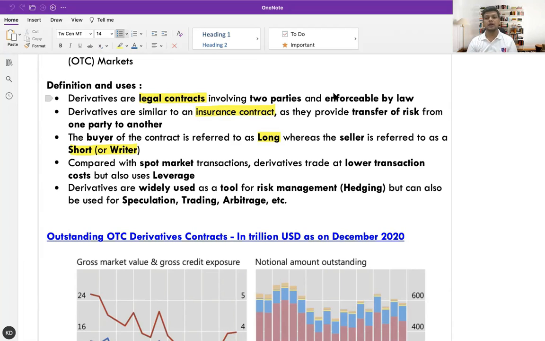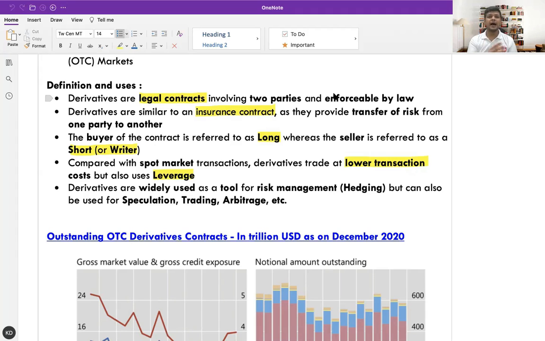market. Clear? Now compared with the spot market, derivatives trade at lower transaction cost but uses leverage. So why is the transaction cost low? Because of the volume. In derivatives, you trade at huge volume. It's not that you can buy one share. You have to buy contract, which is what we call as a lot size. So you can't buy one piece of gold or 1 ounce of gold. No, you may probably have to buy 100 ounces of gold.